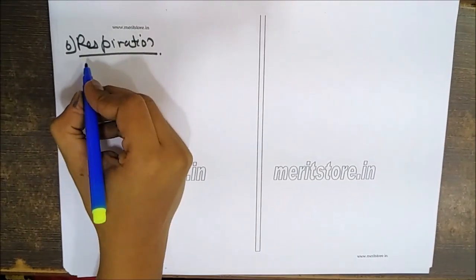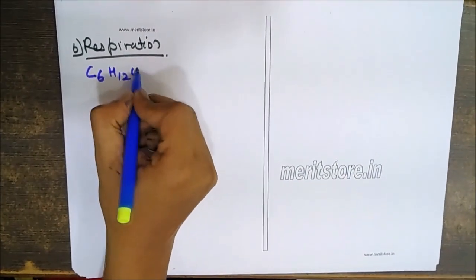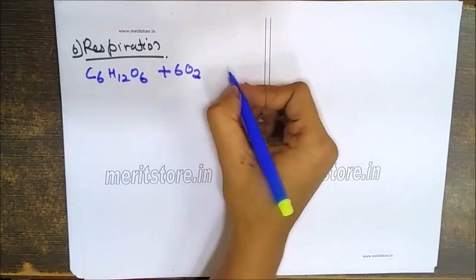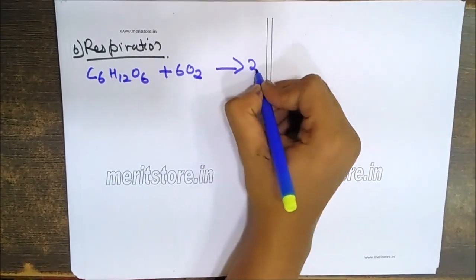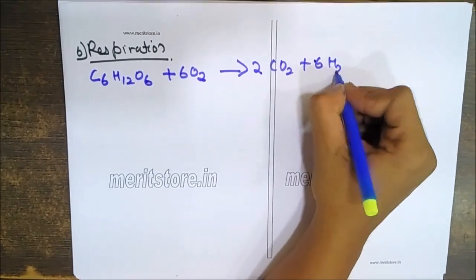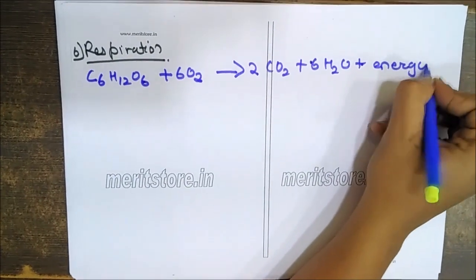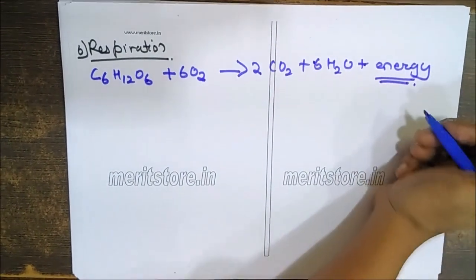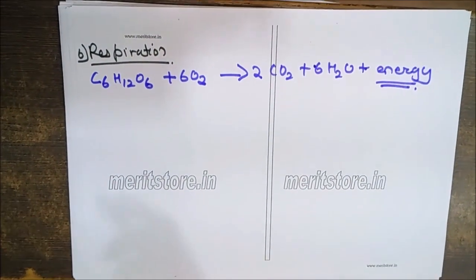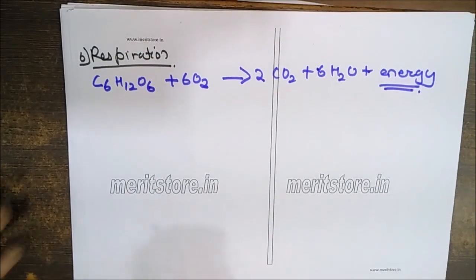For example, sugar glucose reacts with oxygen to form carbon dioxide, which is exhaled, and water molecule, and energy is released. Now this energy is used by all the cells for carrying out their respective functions. Now let's see how this is a redox reaction.